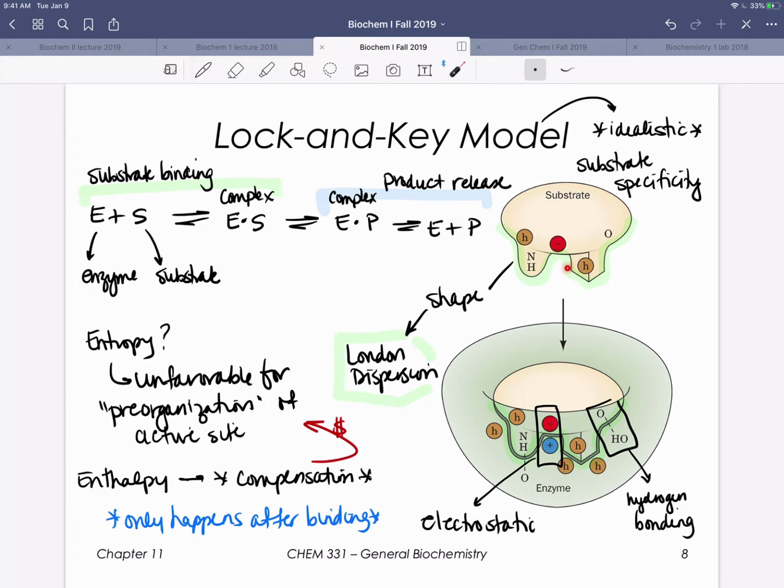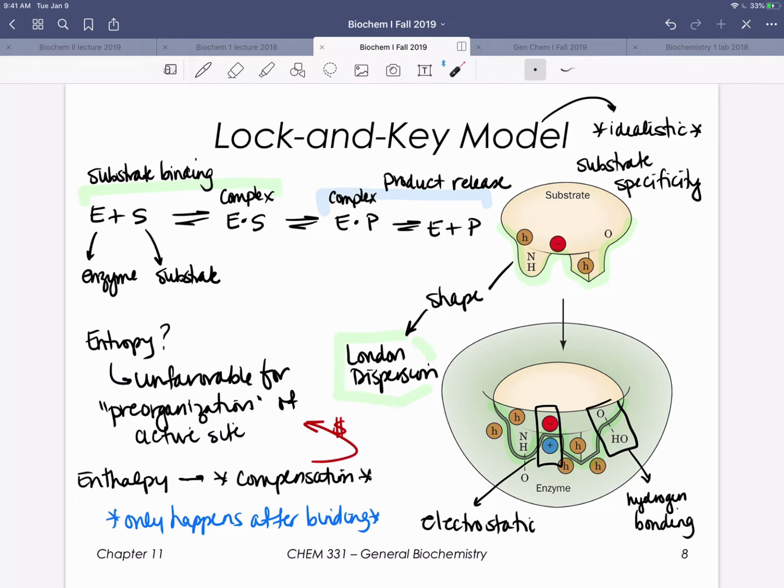Right? We can have a shape complementarity, right? That has to do with the London dispersion forces. So those intermolecular forces that are not specific, like electrostatic or hydrogen bonding, just the shape and the interaction of these surfaces, are going to contribute a lot to the specificity that we're going to see. And so we can see that matched here. And this is a lot of where this lock and key model came from.